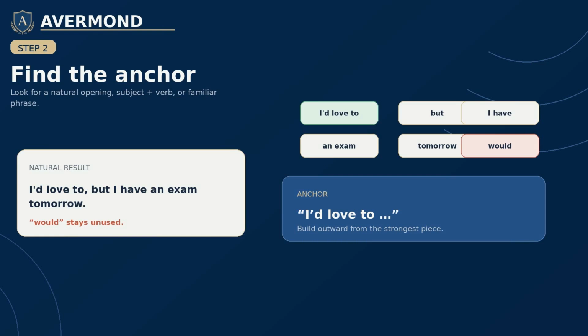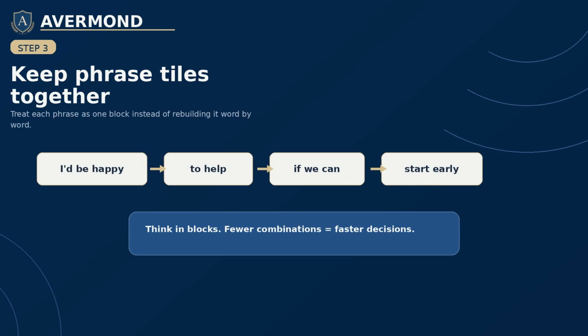Next, find the part of the sentence that gives you a starting point. Usually, this is the subject and main verb or a familiar opening phrase. Imagine your tiles are, I'd love to, but I have an exam tomorrow, would. You can already see a natural opening. I'd love to. That is your anchor. From there, I'd love to, but I have an exam tomorrow. The word would is unnecessary. Instead of testing every possible arrangement, find one strong anchor and build outward from it.